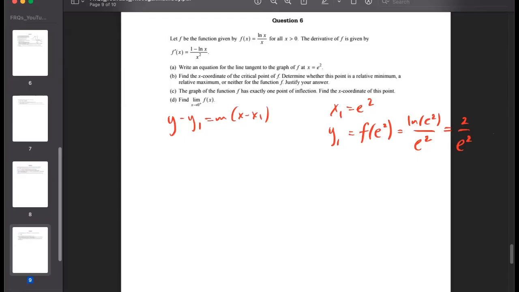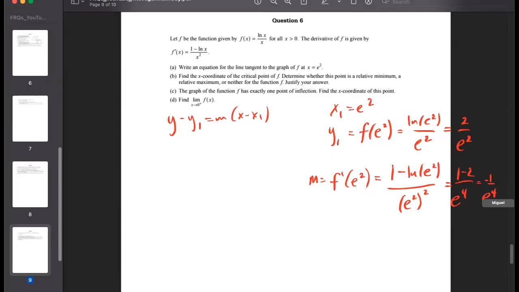Well, again, they give us f prime. It's too good to be true. I feel like there's going to be something with this problem. It's going to make it a little more difficult. So we'll figure that out in a second. So this is going to be 1 minus 2 over e to the 4th. So just -1 over e to the 4th. So our equation is going to be y minus 2 over e squared is equal to -1 over e to the 4th times x minus e squared. Looks funky, but that's all they want.